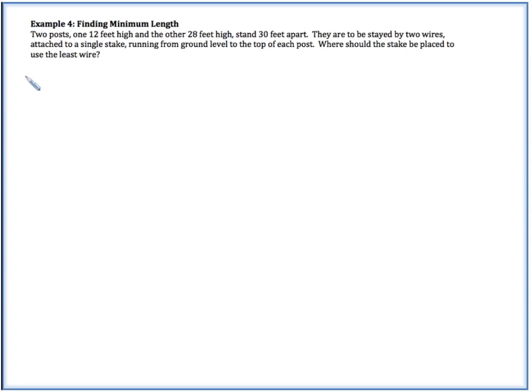Okay, so here we'll just call this the 28-foot high post, and we know that this is going to be staked to a point in the ground, and then we know the other post is going to be 12 feet high, and it's going to be staked to that same point. Now we know that the entire distance here is 30.